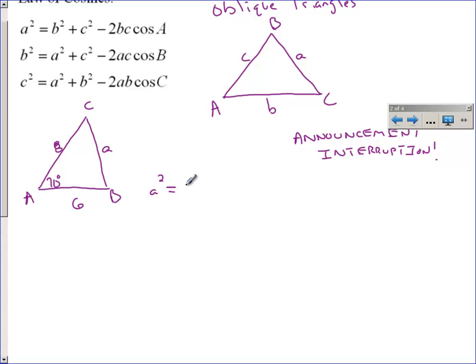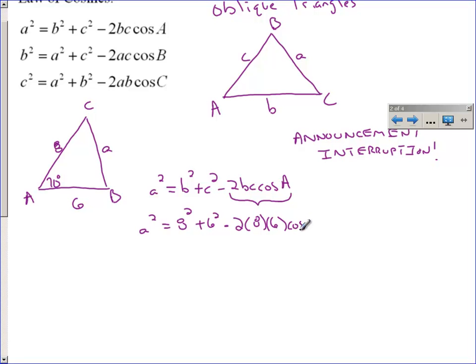So I'm going to have A squared is equal to B squared plus C squared minus 2BC cosine of angle A. Please notice that all of this stuff is together. You can't subtract 2 from the C squared until you've done all of this. So let's answer this. A squared is B squared, B is 8, plus 6 squared minus 2 times B times C times the cosine of the angle A.